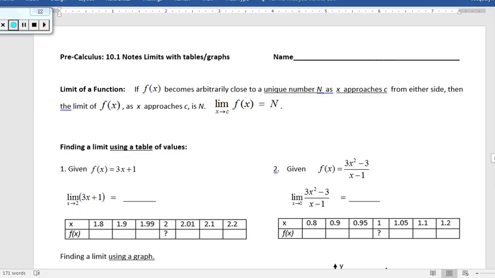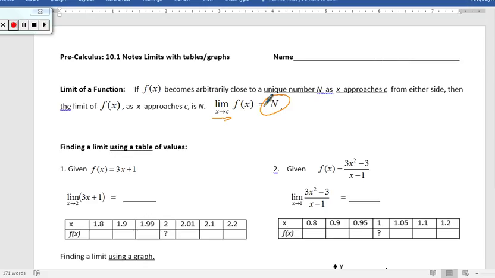Okay, today we're going to start our lesson on limits with tables and graphs. A limit is a concept where we're looking at a function and asking, as x approaches some constant number, does it approach a single number there?